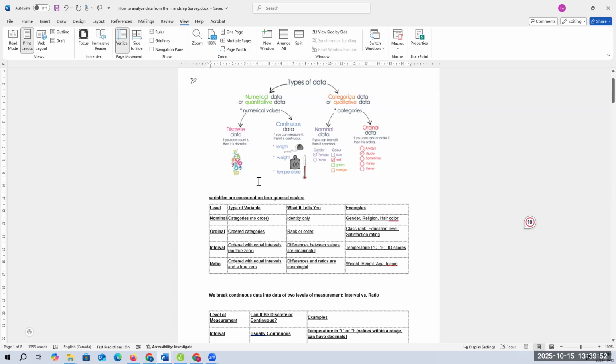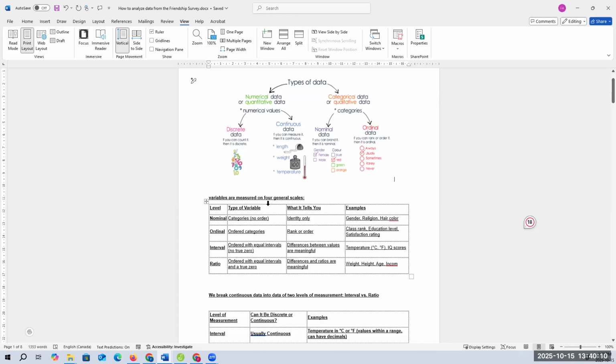Most students have difficulty understanding the difference between discrete and continuous data. If you can count it, then it's discrete. There are no decimals in discrete data, but continuous data, you can measure it, then it's continuous. It can be decimal, it can be whole.